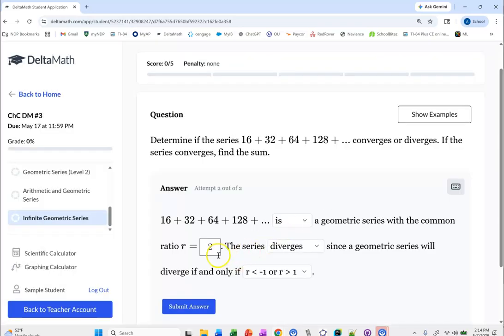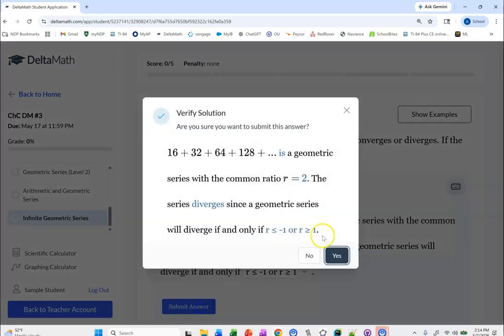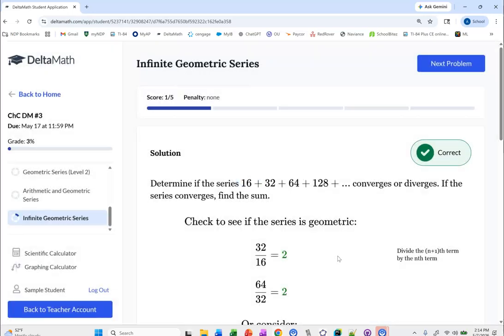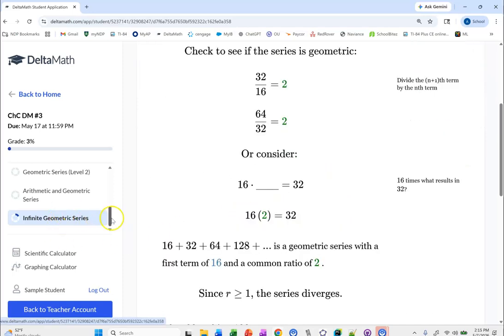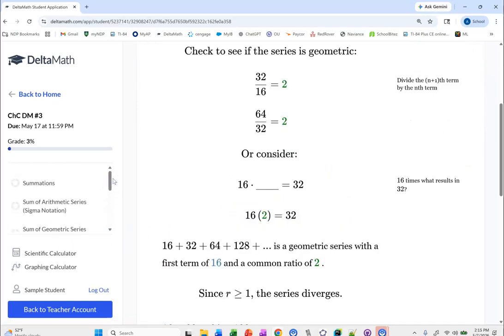Oh, what happened here? It's definitely 2, diverges. Oh, sorry. The diverging includes 1 and -1. Excuse me. And that's all she wrote. Those are the different types of problems in the Delta Math.